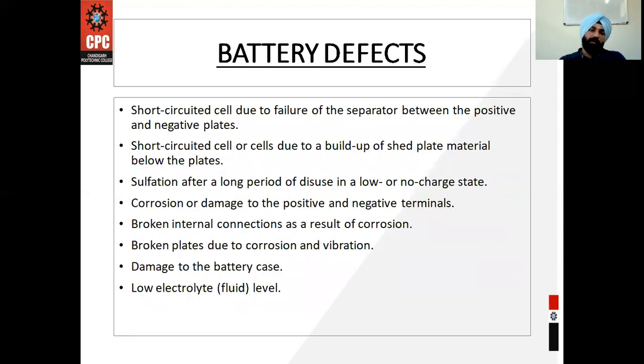Last topic is battery defects. Short circuit cell due to failure of the separator between the positive and negative plates. Short circuit cell or cells due to build up of shed plate material below the plates. Sulfation after a long period of disuse in a low or no charge state. Corrosion or damage to the positive and negative terminals. Broken internal connections as a result of corrosion. Broken plates due to corrosion and vibration. Damage to the battery case. And last is low electrolyte fluid level.